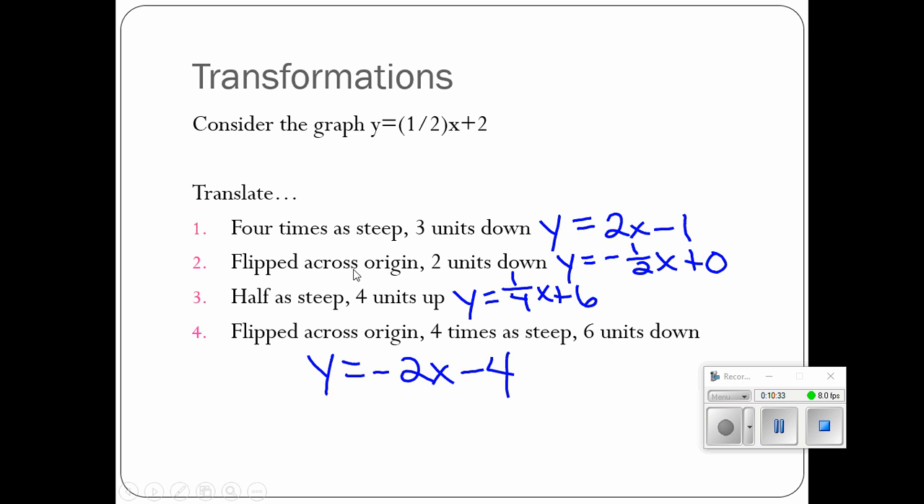Number 2, flip across origin. That means if you have a positive half, it's going to be negative, 1 over 2x. And then 2 units down means subtract. So do 2 minus 2, which is 0.